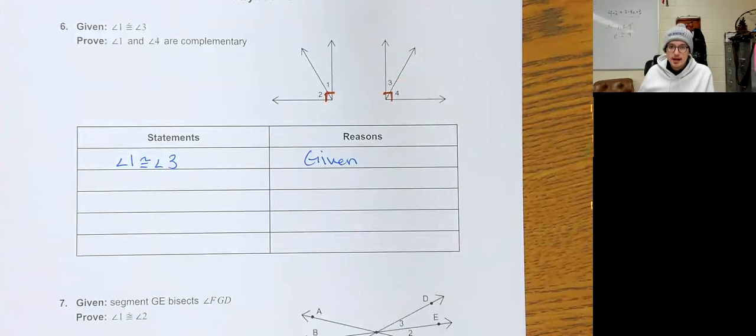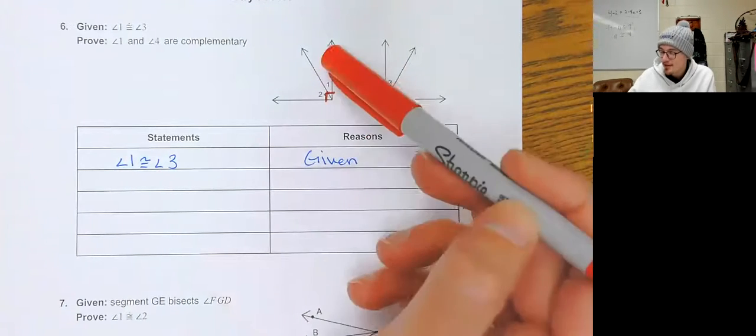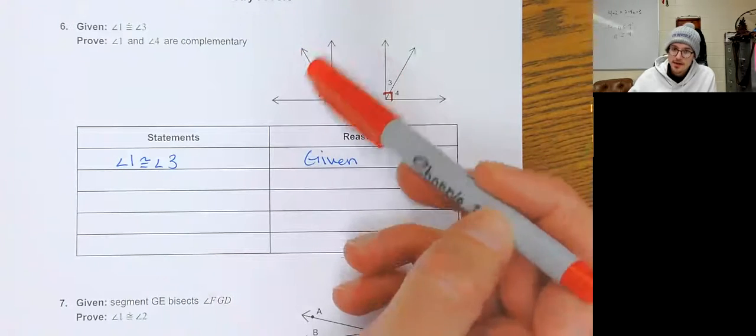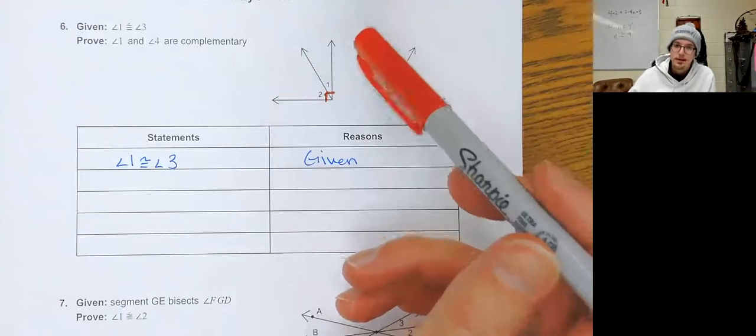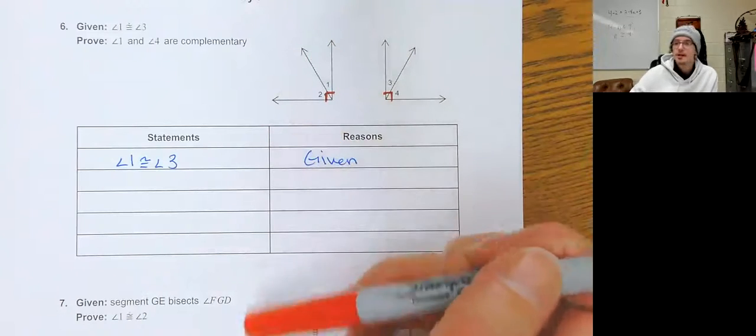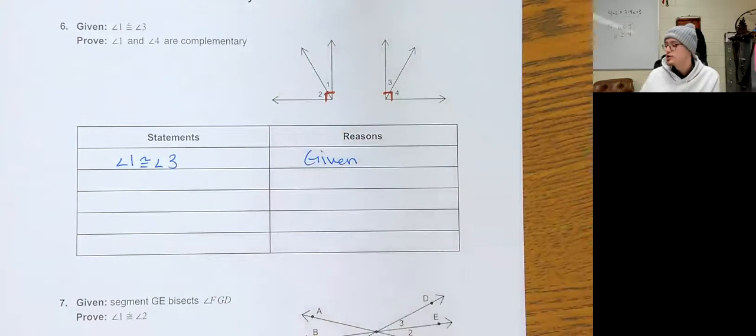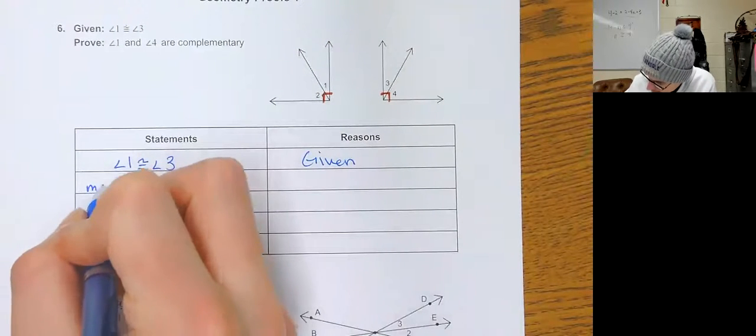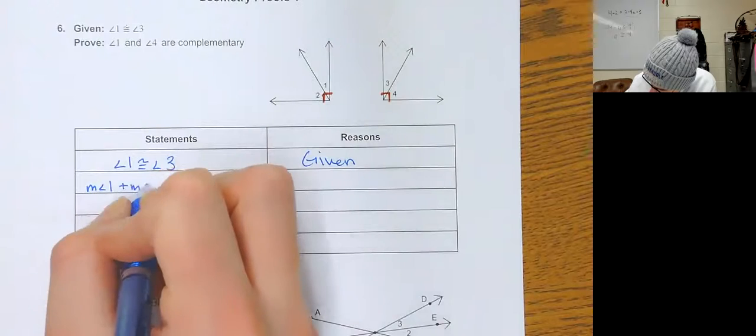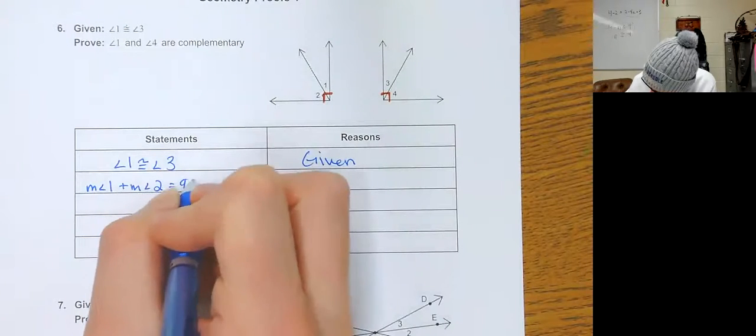Now, we're going to have to skip some steps, which I'd usually have students do, because we don't have a name for this whole angle. Usually I'd say that this whole angle equals 90 degrees, and then this plus this equals the whole angle, and then substitute. But we don't know what the whole angle is. So we're just going to go straight into the measure of angle 1 plus the measure of angle 2 equals 90 degrees.